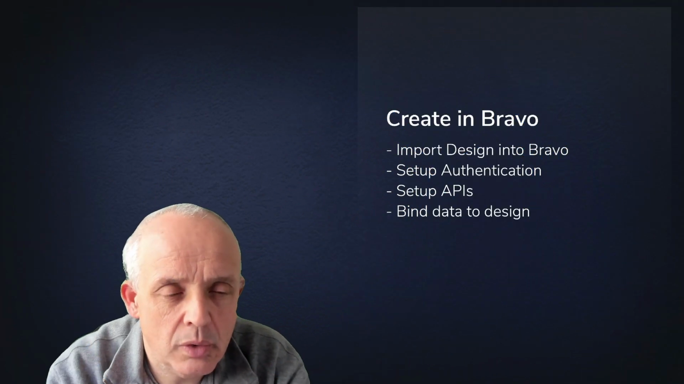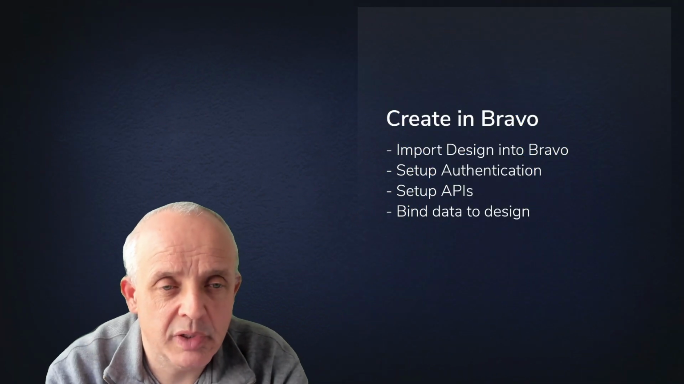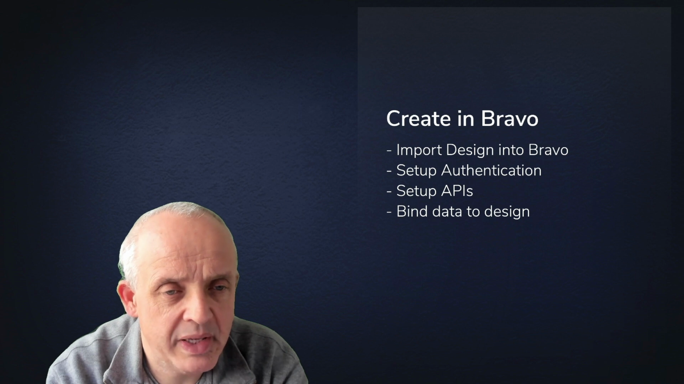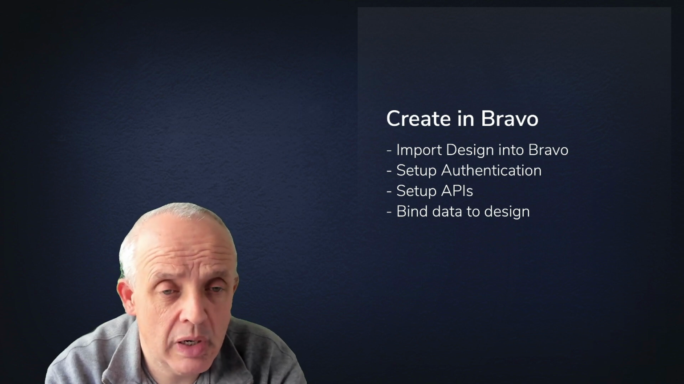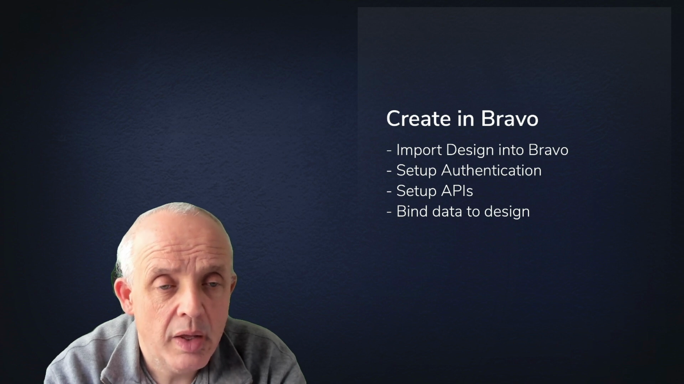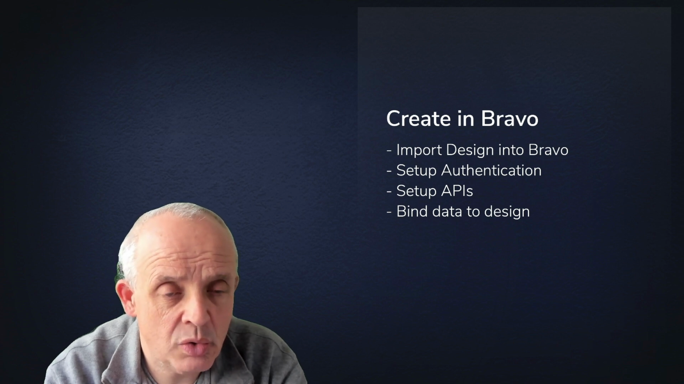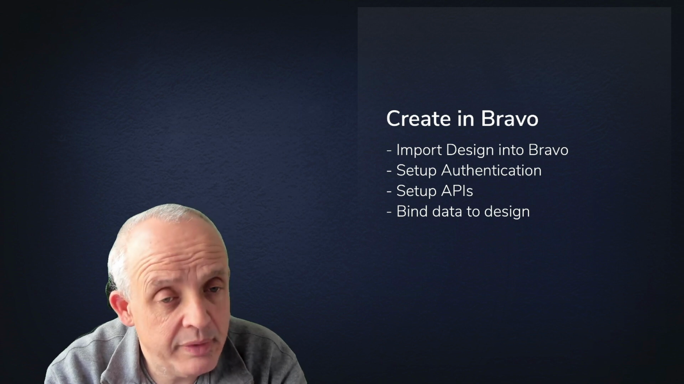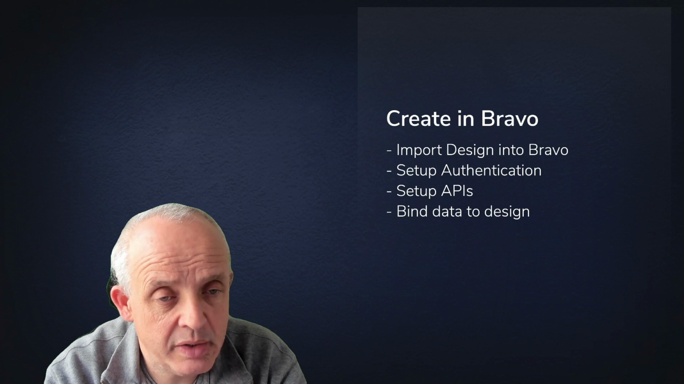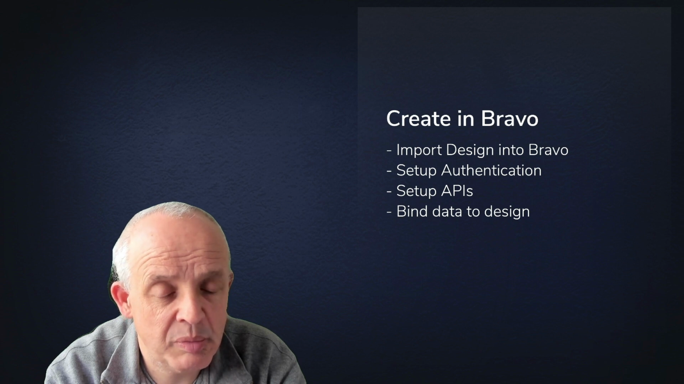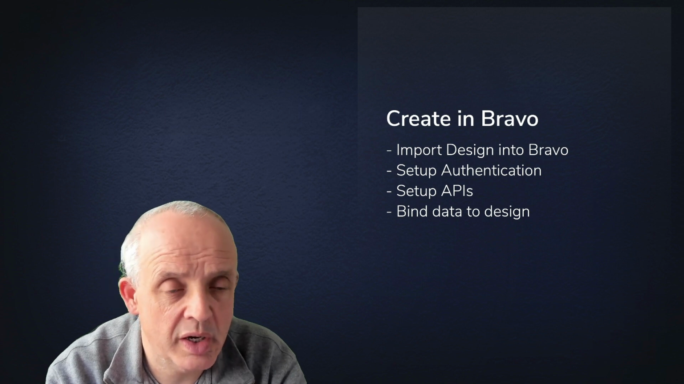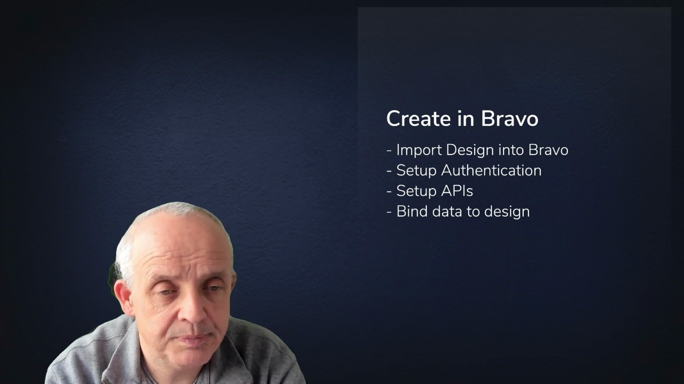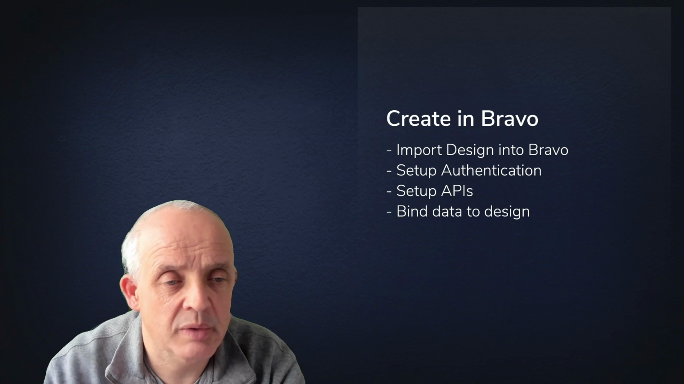So now we have to create the application in Bravo. This consists really of 4 main steps. Importing the design we saw earlier into Bravo. Then we have to set up the authentication to enable it to work securely with Typeform. Then we have to set up the APIs to connect to Typeform and pull the data from there. And finally, we have to bind the APIs to the design to bring it all together. And I'll go through each of these steps now.